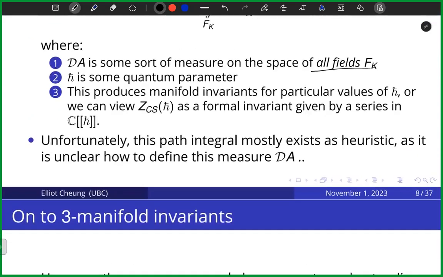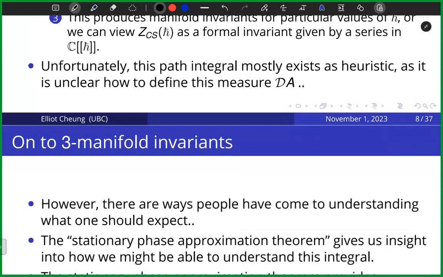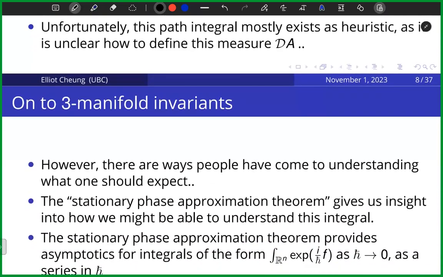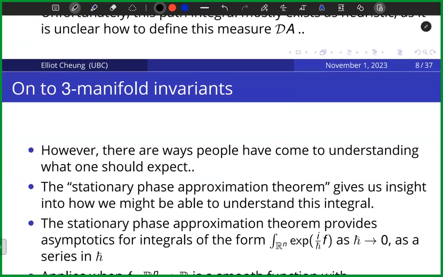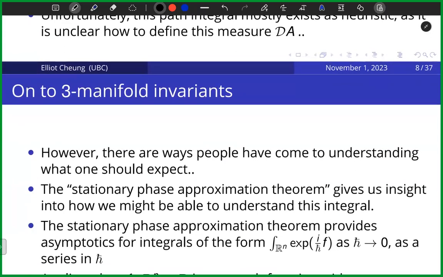However, there are some ways that people have come to trying to understand what you should expect out of such an integral. And through something called the stationary phase approximation, we can kind of imagine what you can expect. In a finite dimensional setting, we can look at integrals that look like above. These are just path integrals. You can call these path integrals in general. These are called oscillatory integrals, actually, I guess. You can look at these oscillatory integrals in the finite dimensional setting.